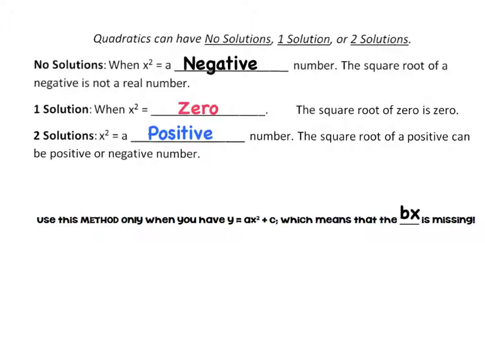One thing I do want you guys to recognize is you can use this method only when you have y equals ax squared plus c, which basically means that the bx is missing. It's not really going to be possible for you to do the square root concept if there is the bx there. So just food for thought.